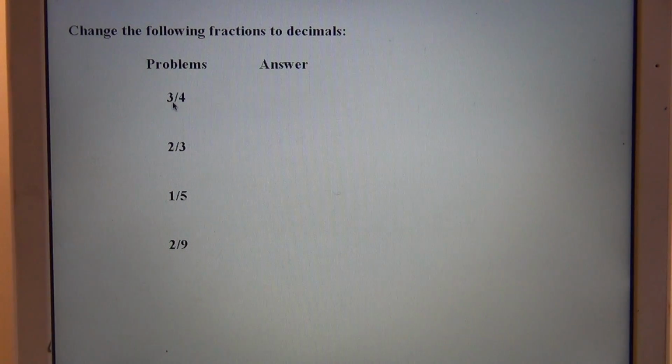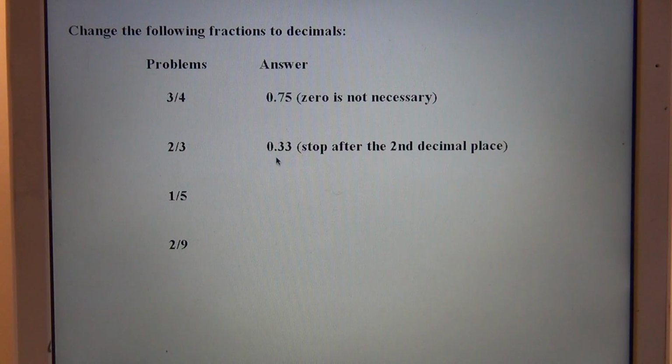To change 3/4 into a decimal, we would divide the top 3 by 4, and we should get 75 hundredths. And by the way, you do not have to put this 0 in front. Traditionally it's put there, but it's not necessary. Here, 2/3, we would divide the top 2 by 3, and you should get 0.33. Actually, it would be 0.33333333 and on forever. So we generally stop after the second decimal place. So 33 hundredths would be the answer.